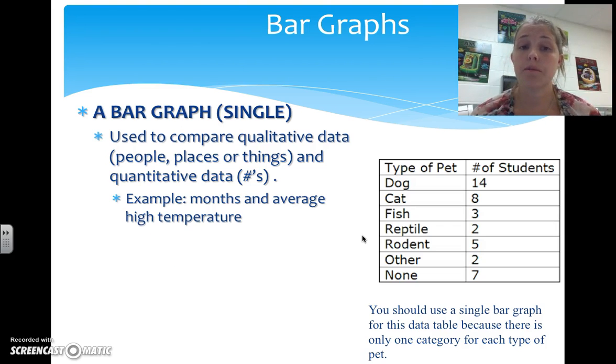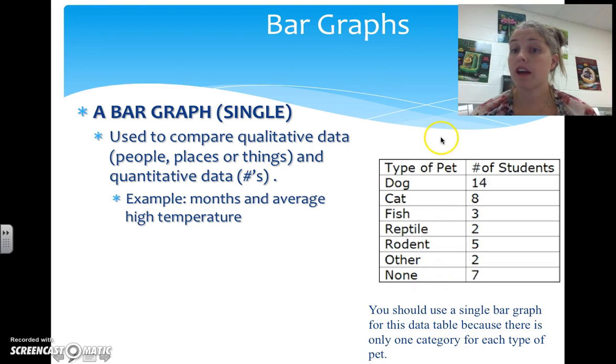So bar graphs. Bar graphs, especially the single, so that means just one variable, are used to compare qualitative data, so some sort of category, people, place, things, months, stuff like that, and quantitative data, so numbers of some kind, some sort of measurement. So an example would be months, which would be a category, and average high temperatures, which would be a measurement. So qualitative data and quantitative data.